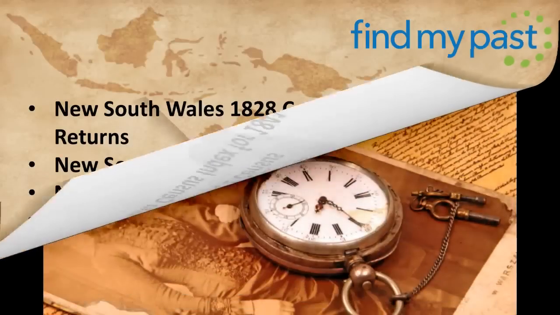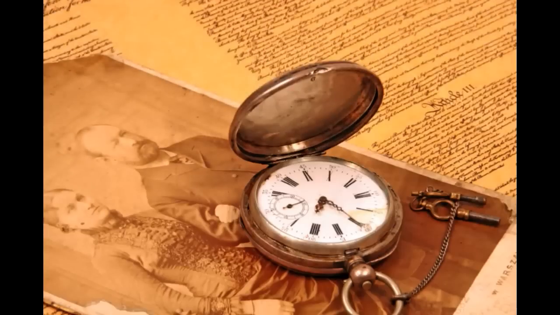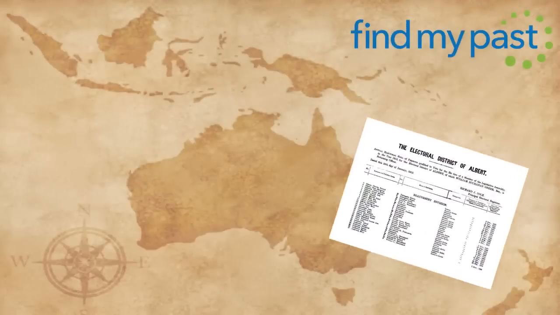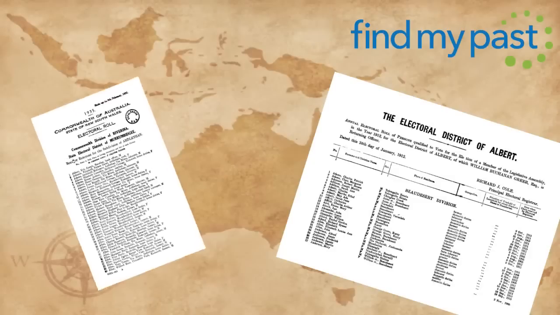So we're going to look at what alternate records are available for placing your ancestor in a particular place in time in lieu of available census records. Electoral rolls are an excellent substitute for locating your ancestors in Australia.